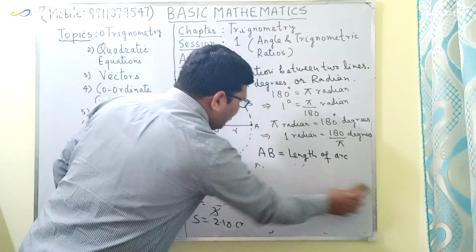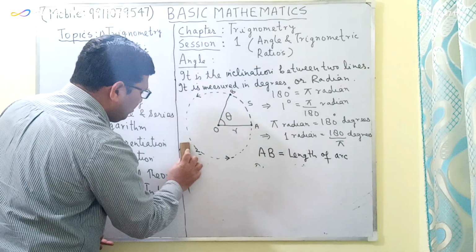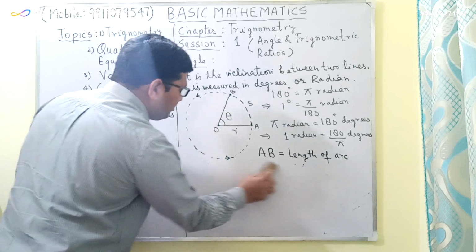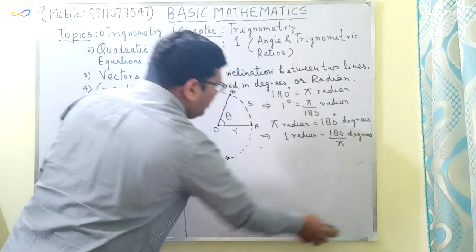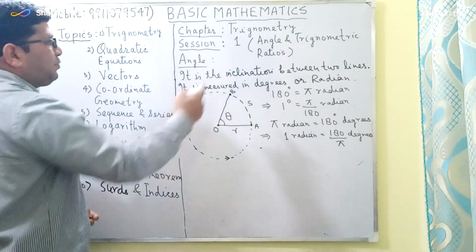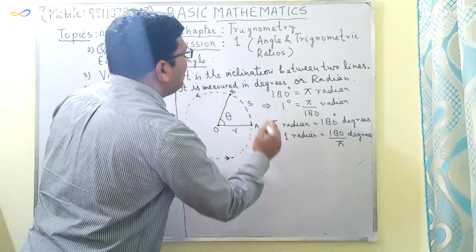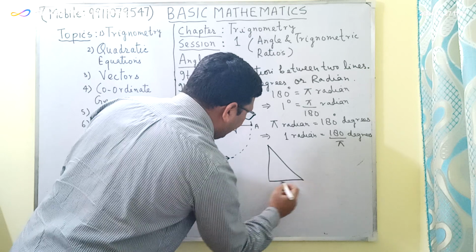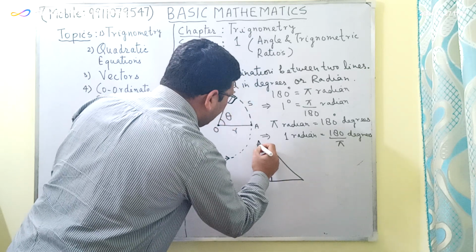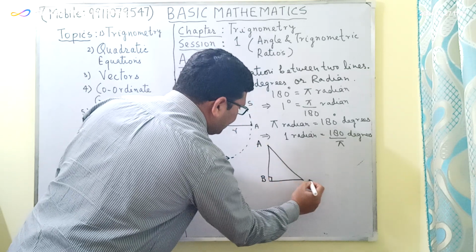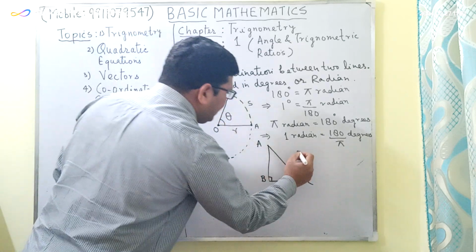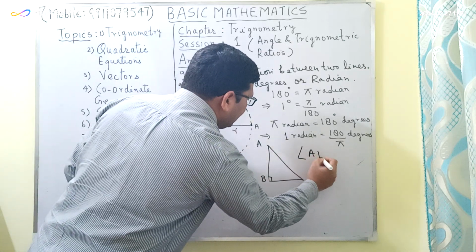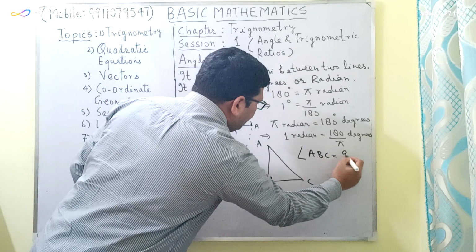And now let us come to the next point, that is the trigonometric ratios. So for that, I will be taking one right angle triangle. This is a right angle triangle. Let us say this is A, B and C. So this is a right angle triangle where the angle ABC is equal to 90 degree.